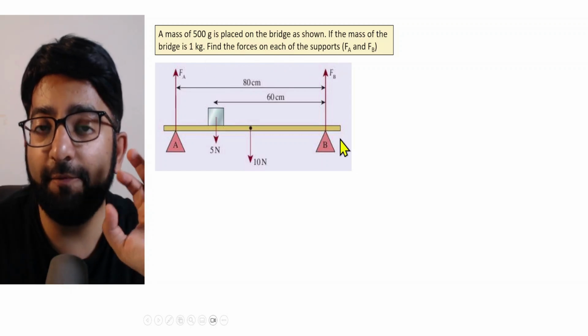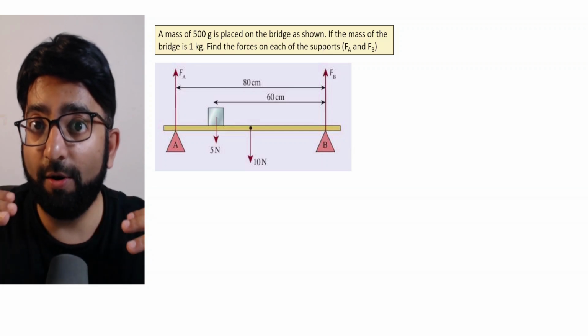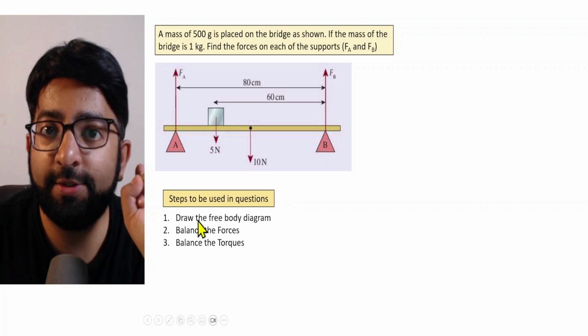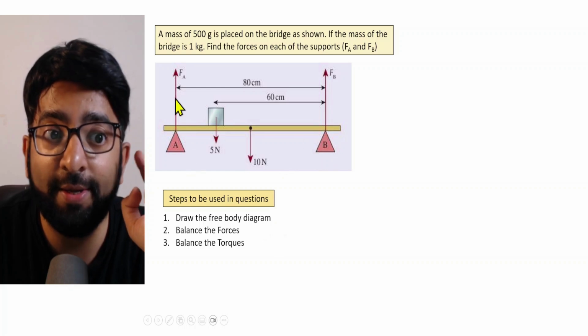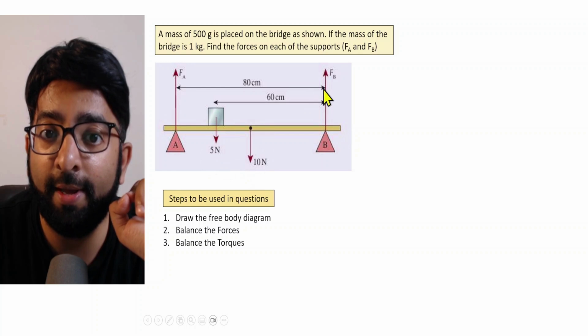Now, from this diagram, we can deduce that the bridge is in equilibrium because the bridge is completely horizontal. Let us quickly revise how to solve equilibrium questions. Step number one is to draw the free body diagram, which the question has already done. There are four forces acting on the bridge: Fa, 5 newtons, 10 newtons, and Fb.